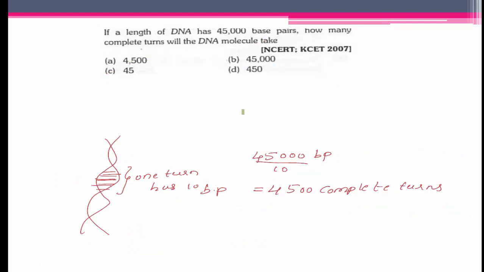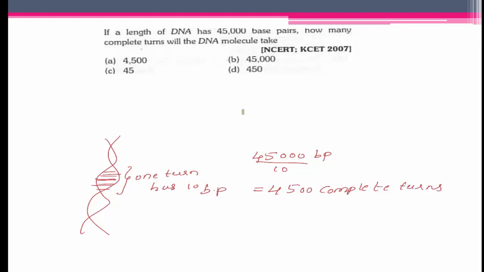If a length of DNA has 45,000 base pairs, how many complete turns will the DNA molecule take? In the question, 45,000 base pairs is mentioned, that is A double bond T and G double bond C.